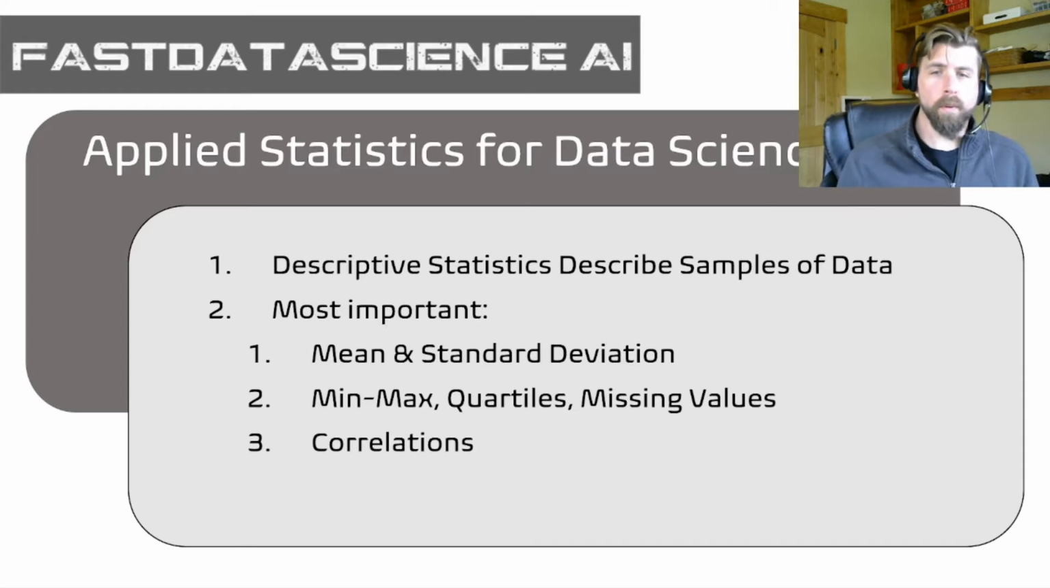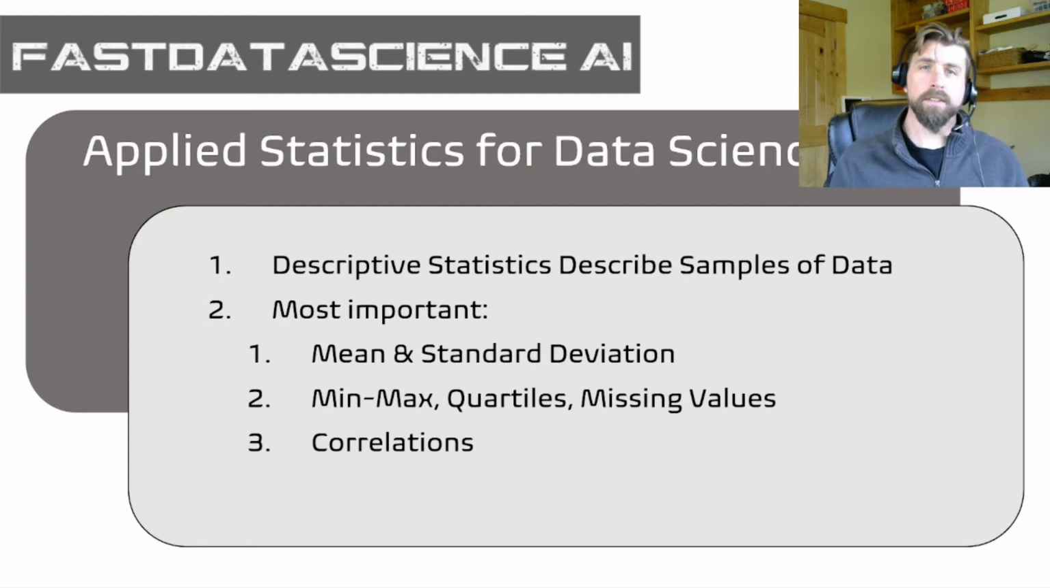So most importantly, descriptive statistics are used, right, to describe those samples of data that we extract. And they allow us to then summarize that data to be able to tell stories about how that data might inform some decision making. Most important descriptive statistics are the mean and the standard deviation, particularly for numeric variables. I also find measures of min and max, or the range, quartiles, as well as missing values to be really important descriptive statistics that we can use to help us understand those samples of data that we're using.